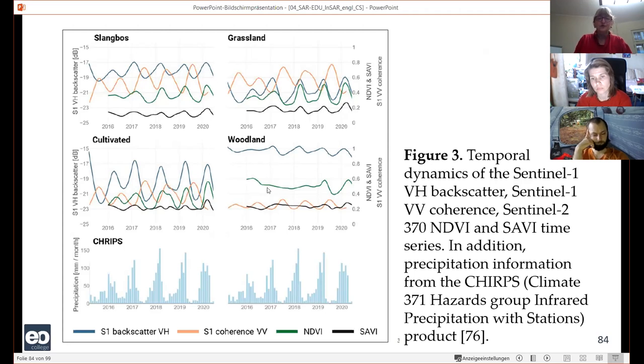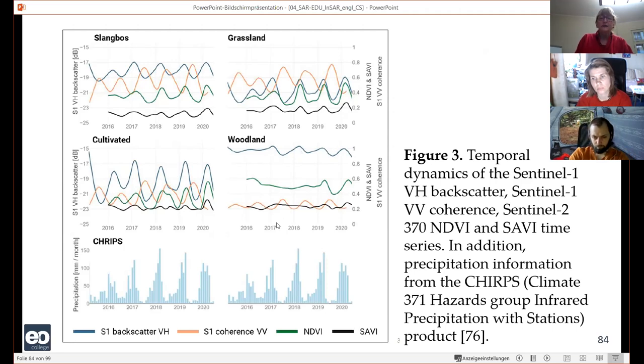Again, just looking at these really generalized and filtered lines, you see here, for example, for the grassland, the VH backscatter, the overall level, just looking at the blue line now, here we are between minus 17 and minus 19 dB, and here for grassland we are between minus 19 and minus 21. So the absolute level of the backscatter can also be used in a classification system to separate between slangbos, this invading bush, and grassland. And obviously for cultivated land, there are all kinds of different effects coming in because of the land use. For woodland, we have more stable signals because it doesn't change that much. Maybe it's even perennial woodland, so not dropping the leaves.